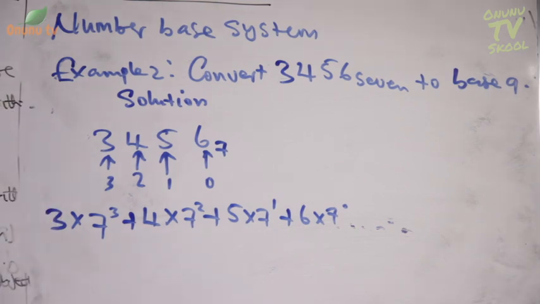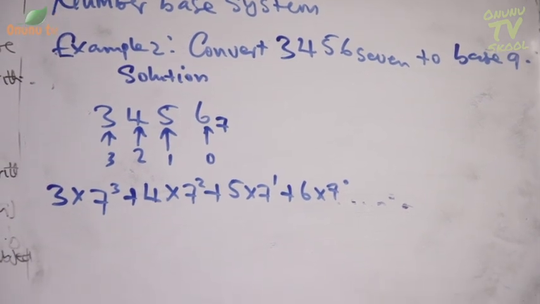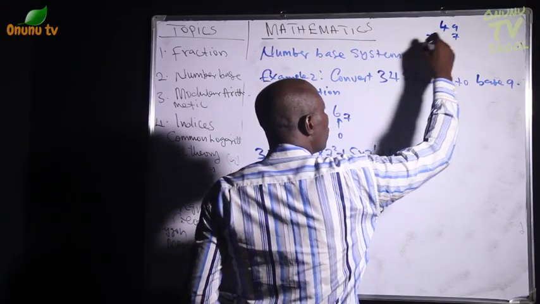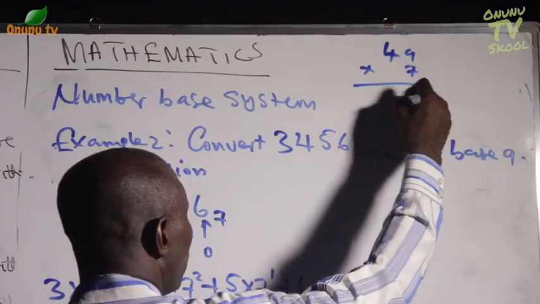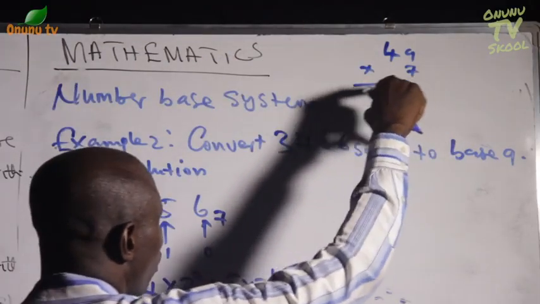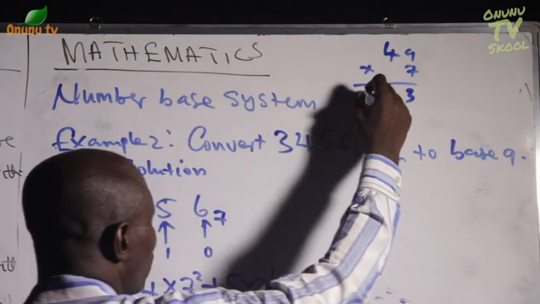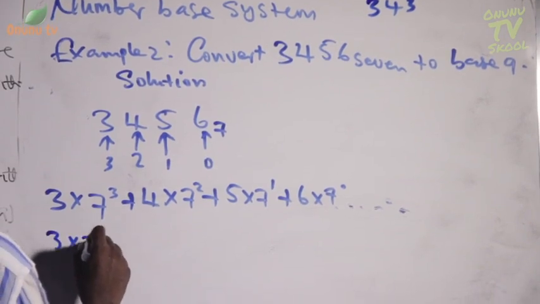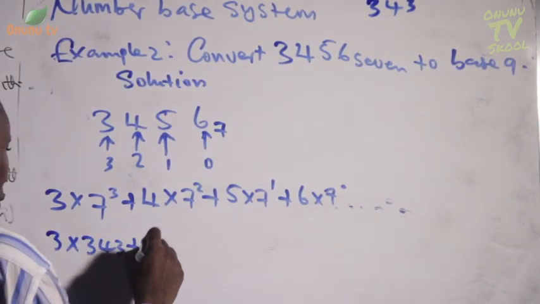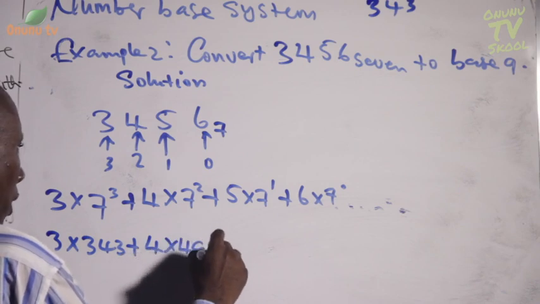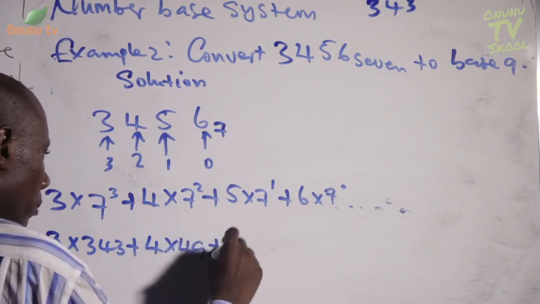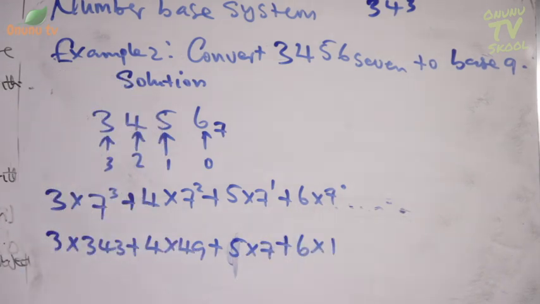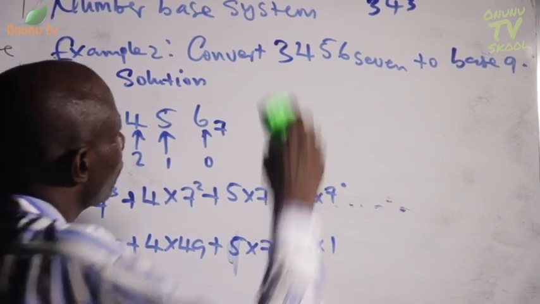So, 7 times 7 is 49. 49 times 7: 9 times 7 is 63, you write 3, carry 6. 4 times 7 is 28, 28 plus 6 is 34. So 343. Now we have 3 times 343 plus 4 times 49 plus 5 times 7 plus 6 times 1.